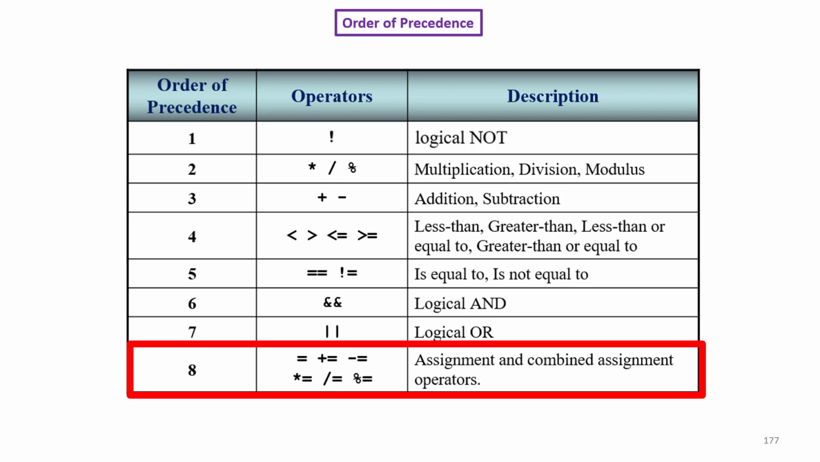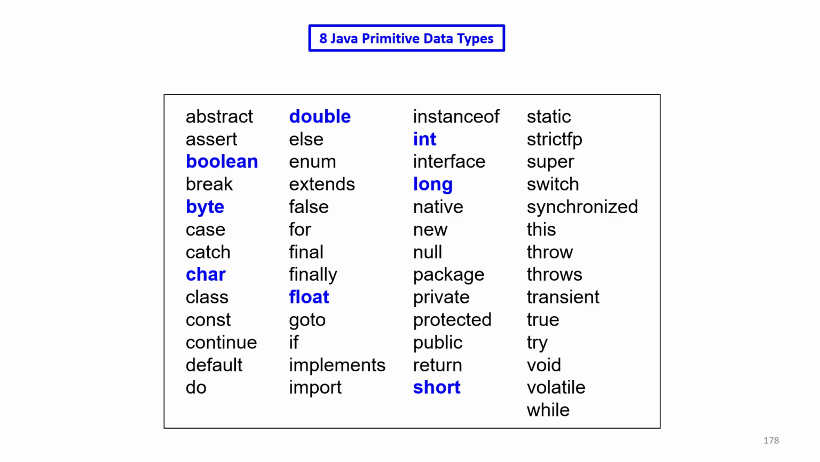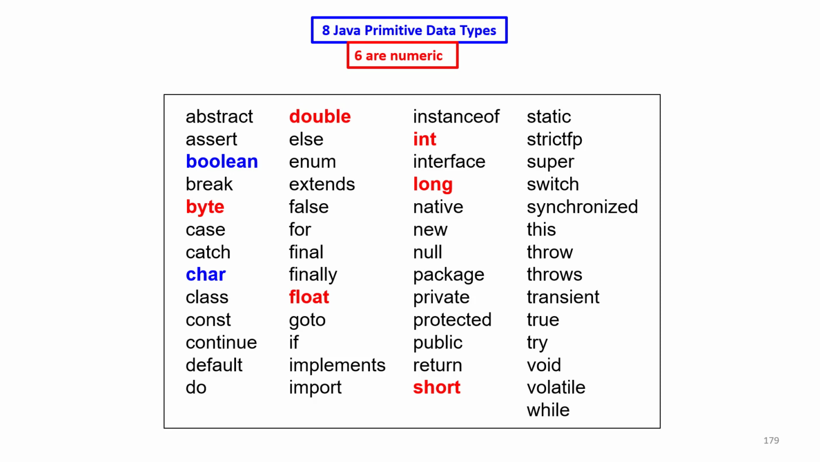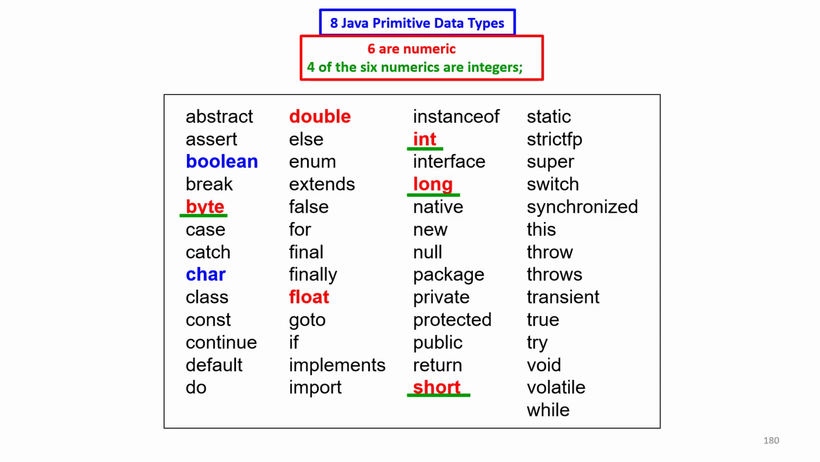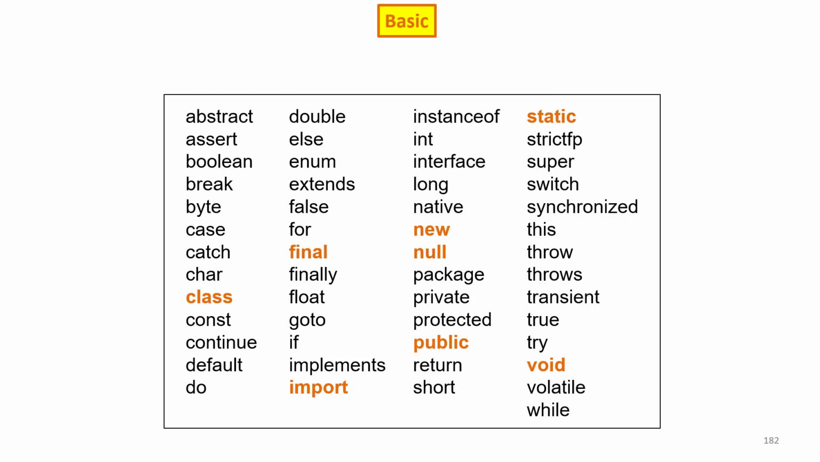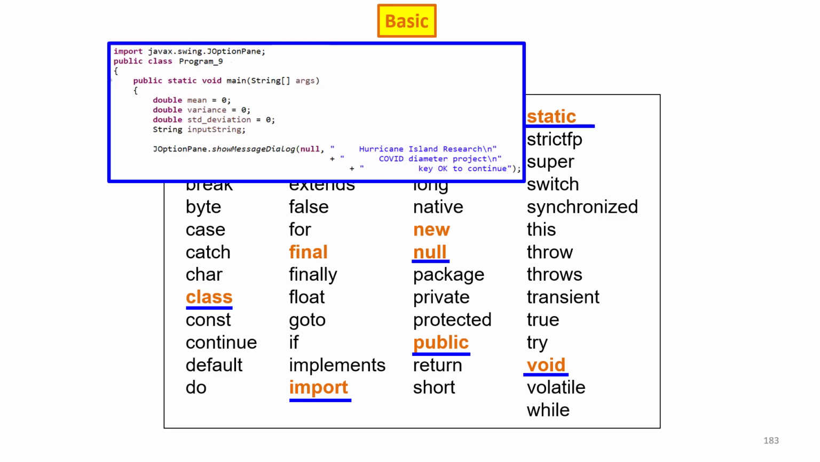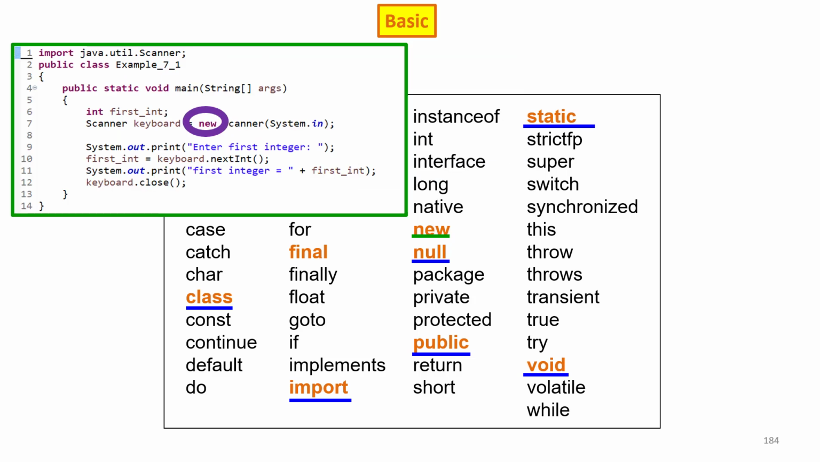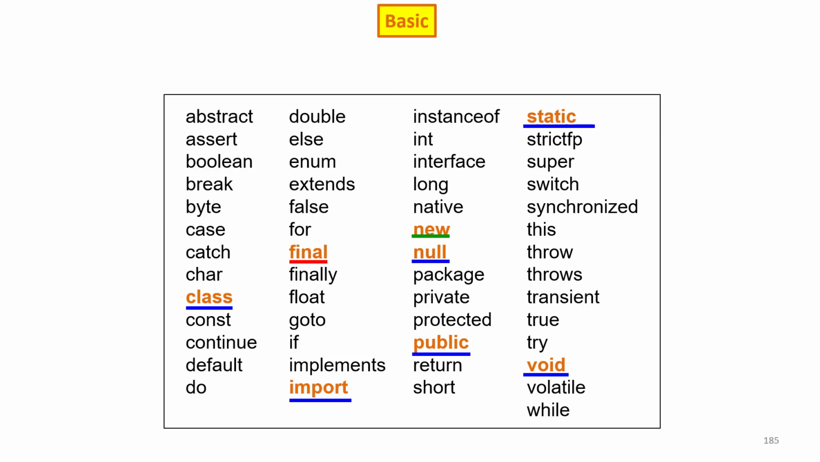Now, let's take another look at how far we've come with reserved words. A few lectures back, we started with the primitive data types, all of which are defined by reserved words. 6 are numeric. Of the 6 numerics, 4 are integers, and 2 are floating point. These 8 are the special purpose basics we've encountered so far. We've been using public, class, static, and void from the beginning. Import and null appeared recently. We used new to create an object of the scanner class, and final to declare a constant.